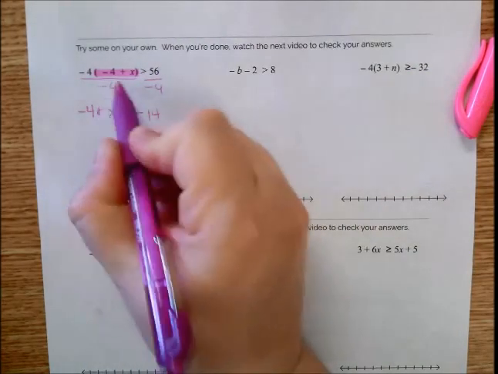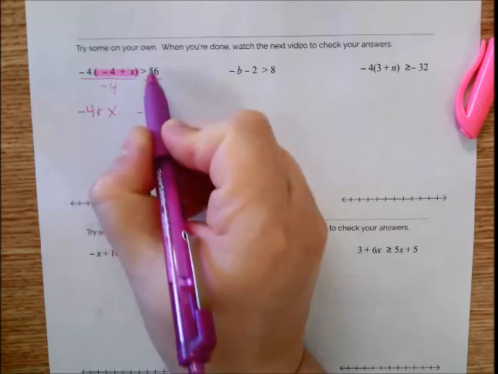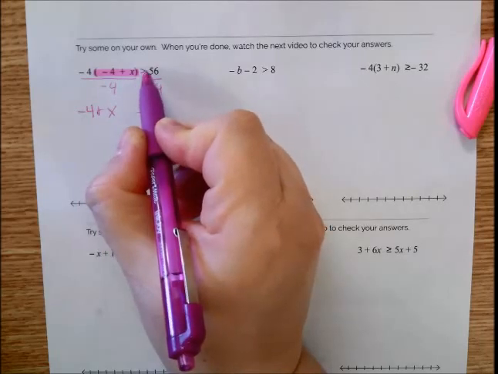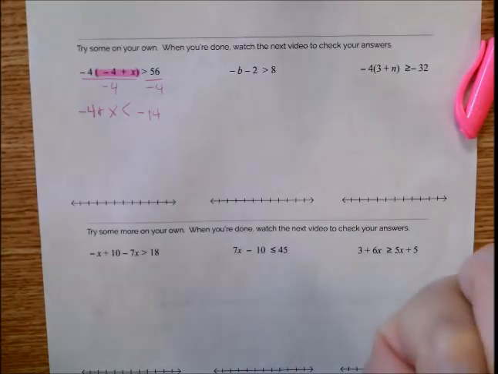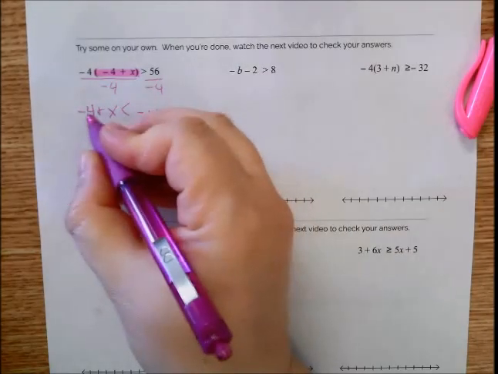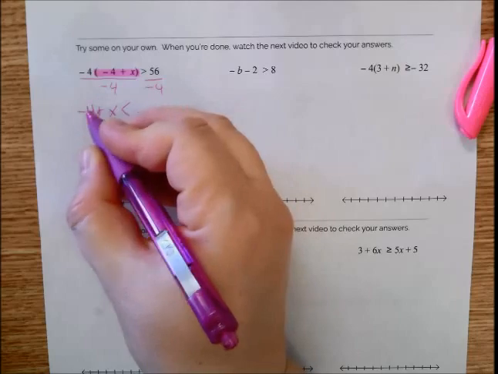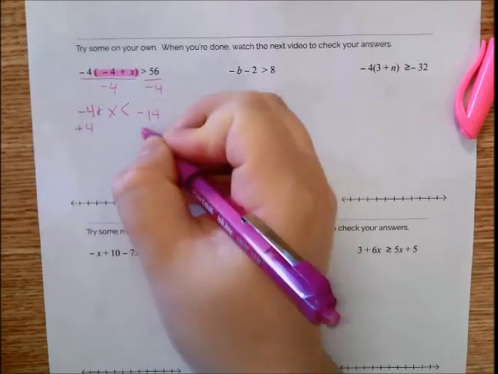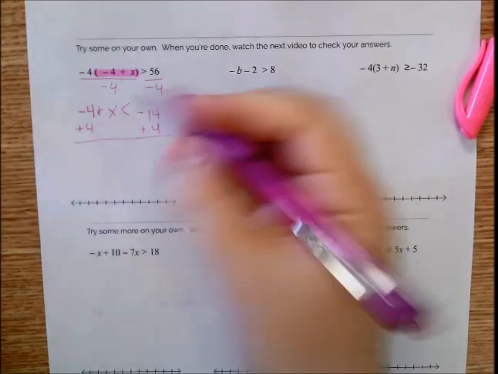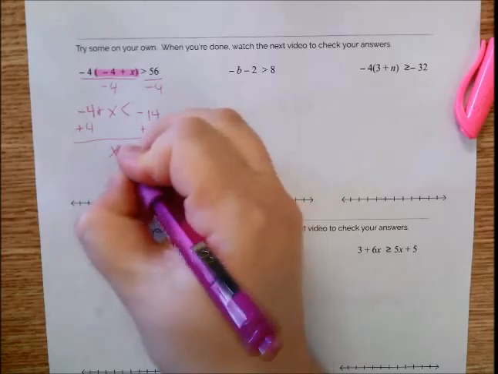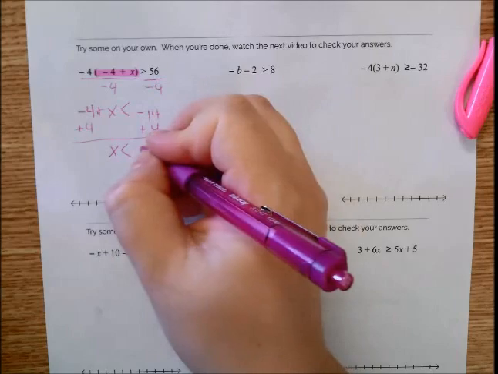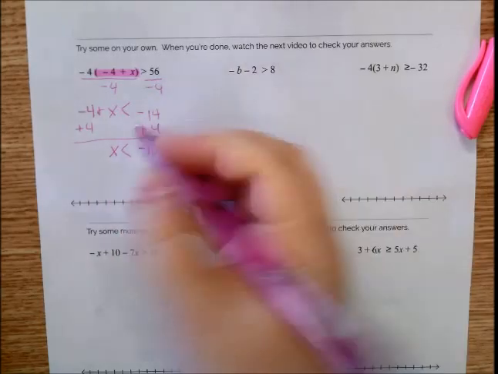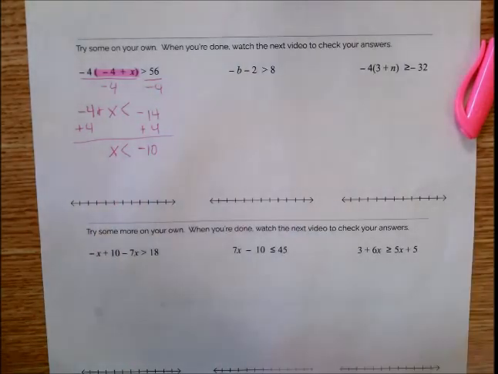Since I divided by a negative, I need to remember to flip the direction of my sign. So it was greater than, now it's going to be less than. To finish solving, I want x by itself. I need to get rid of this minus 4, so I'll add 4 to both sides. When I do this on the left-hand side, I get x is less than negative 14 plus 4 is negative 10. So x is less than negative 10.